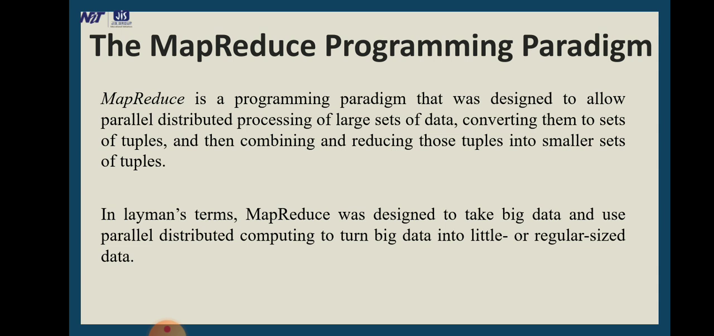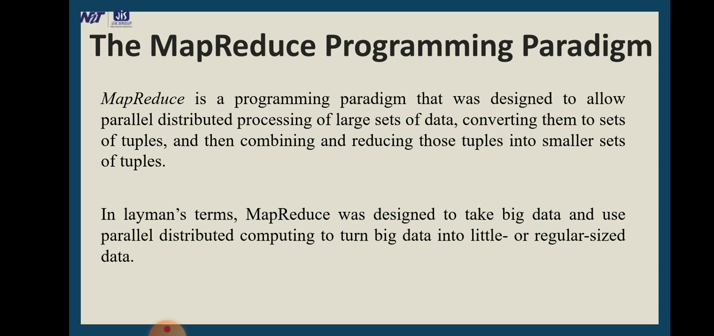MapReduce is a processing technique and a program model for distributed computing. Actually, it is based on Java. MapReduce algorithms contain two important tasks, namely map and reduce. Map takes a set of data and converts it into another set of data, where individual elements are broken down into tuples, key value pairs.